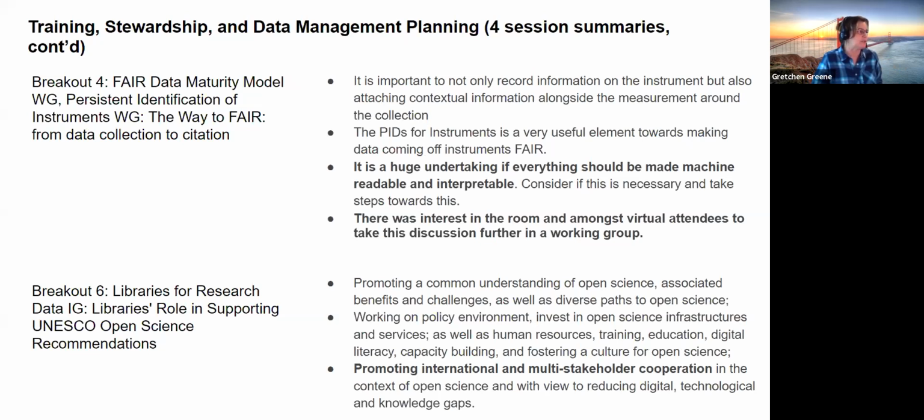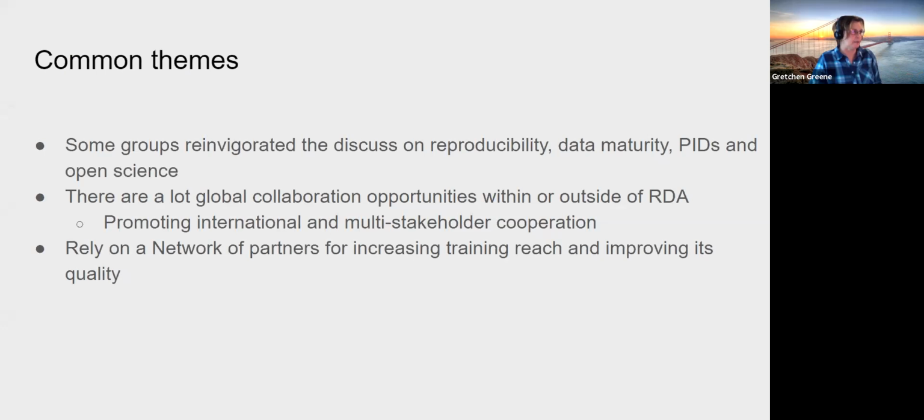And lastly, the Libraries for Research Data is supporting UNESCO Open Science recommendations, and they're promoting international multi-stakeholder cooperation. So there's a lot of effort there to promote common understanding of what is open science. What does it mean? What are the benefits and incentives and all the diverse paths people can pursue in open science? I will stop there and just say that there are lots of common themes.